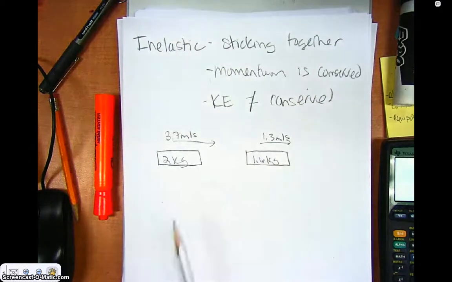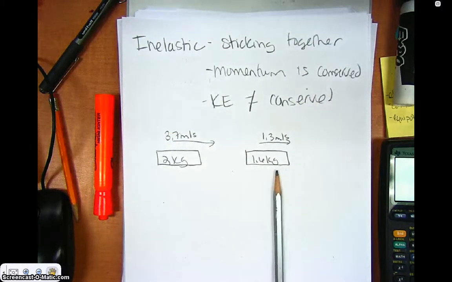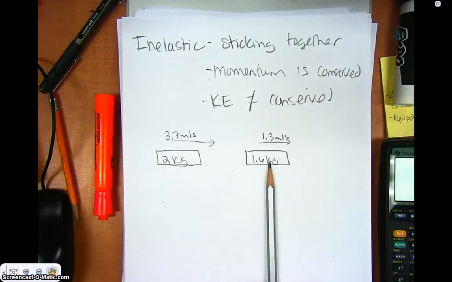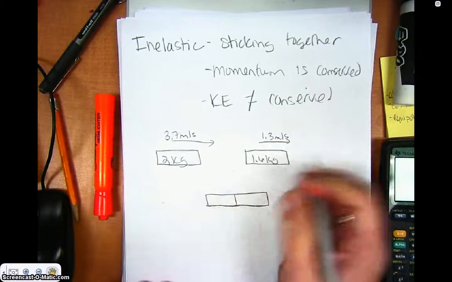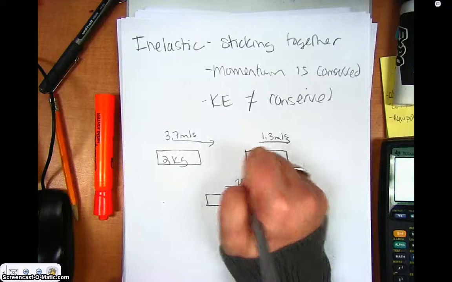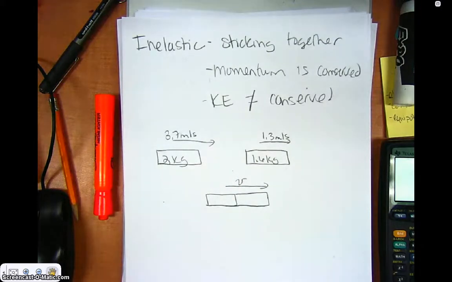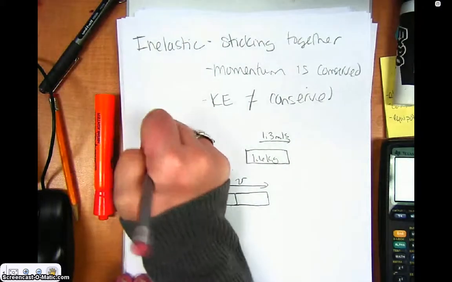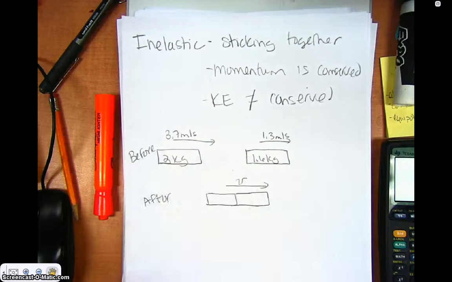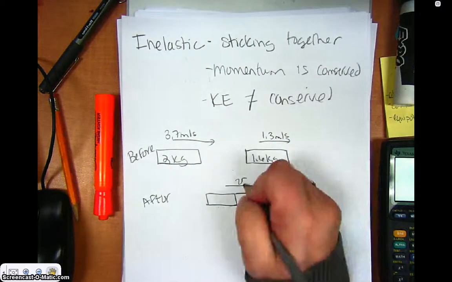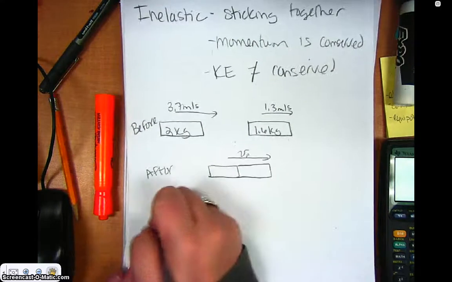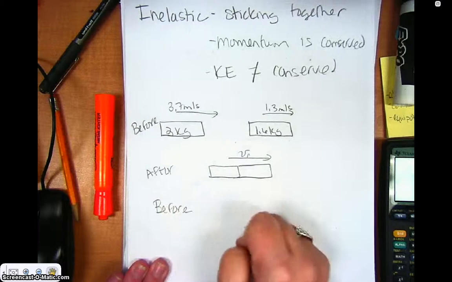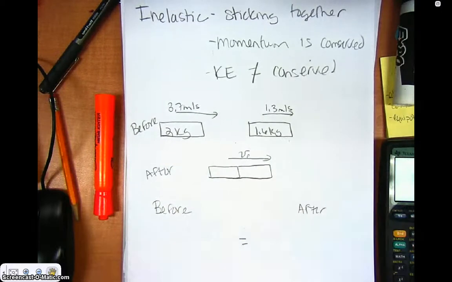Now, eventually, this car is going to run into this car and catch up with it. Let's say that when it does, the cars stick together and move off in one direction as a unit. So once they collide, they're stuck together and they head off in this direction with some velocity v. This is the before and this is the after. Let's figure out the final velocity of the cars after they run into each other. Just like all the other problems, all the before stuff has to be equal to all the after stuff.